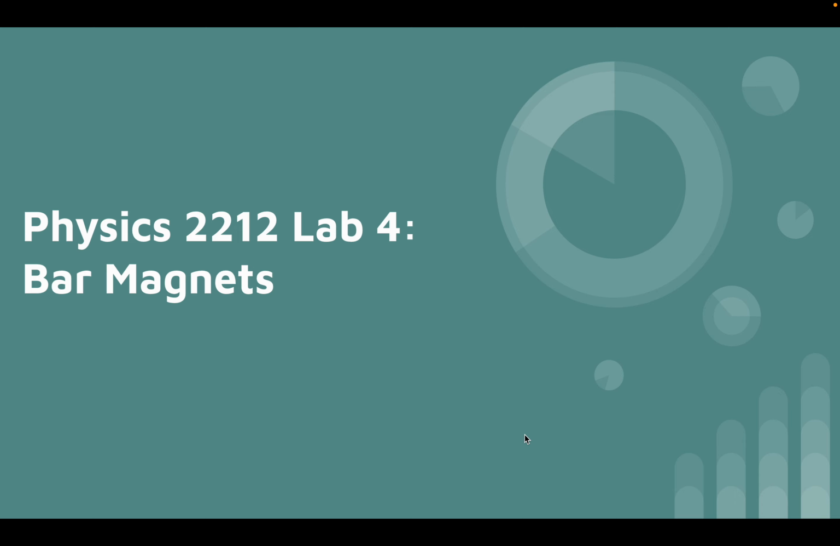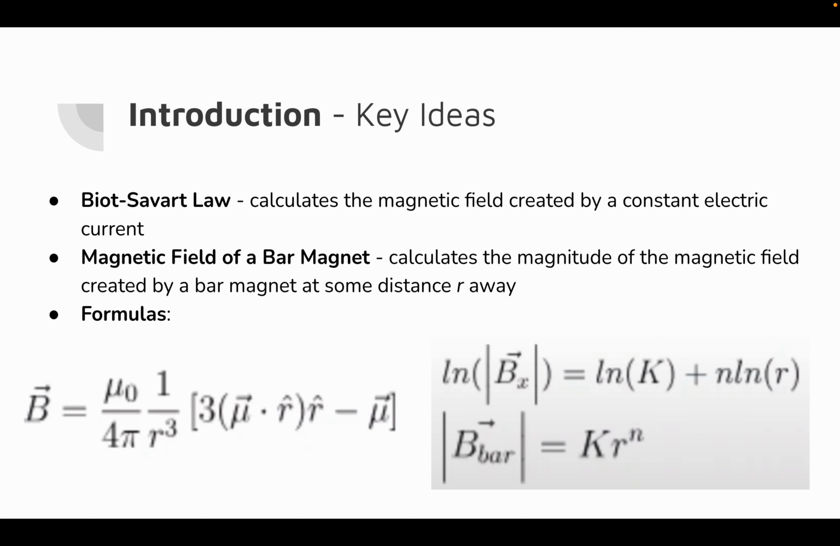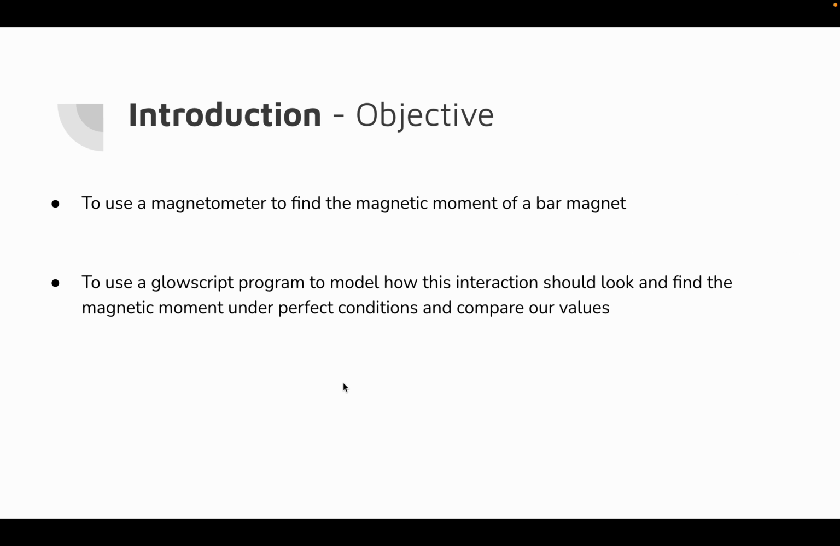Lab 4 for bar magnets. As an introduction, some key ideas are that we'll be using the Biot-Savart law, which calculates the magnetic field created by a constant electric current, and then the magnetic field of a bar magnet, which calculates the magnitude of magnetic field created by a bar magnet at some distance r away. These are the formulas that correspond to those things.